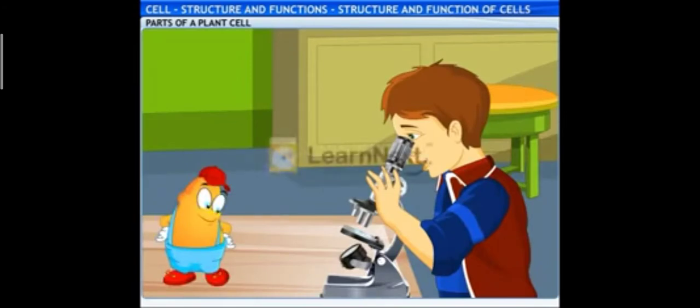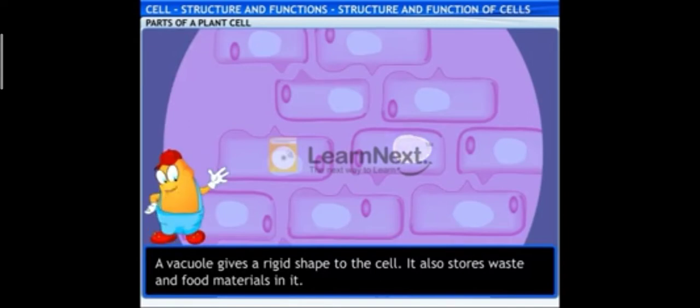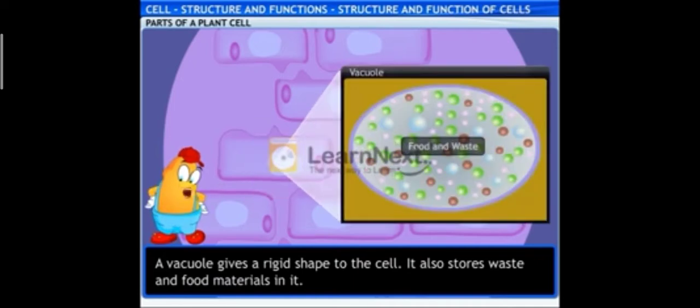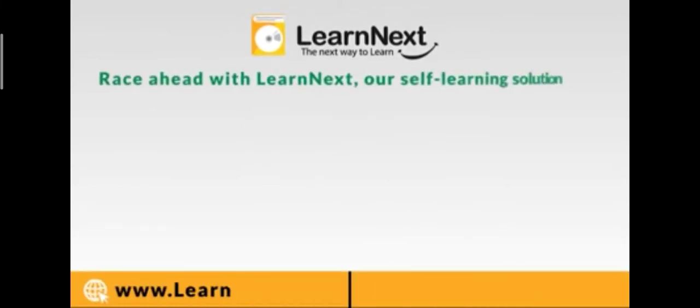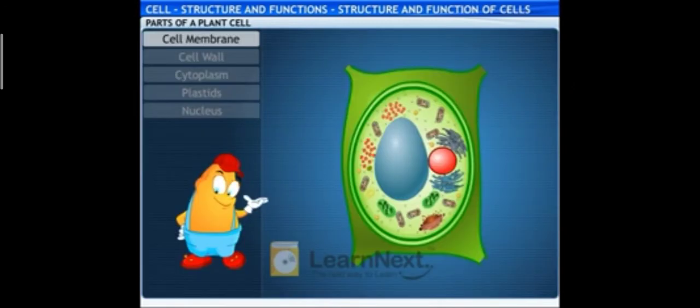I see a big empty space in the center of the cell. That's the vacuole. A vacuole gives a rigid shape to the cell. It also stores waste and food materials in it. The shape of a cell is rigid due to the presence of the cell wall.